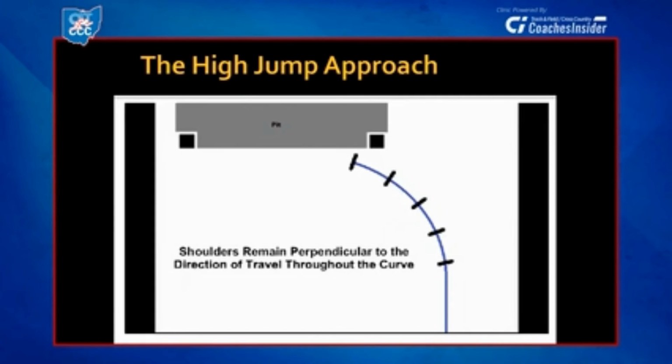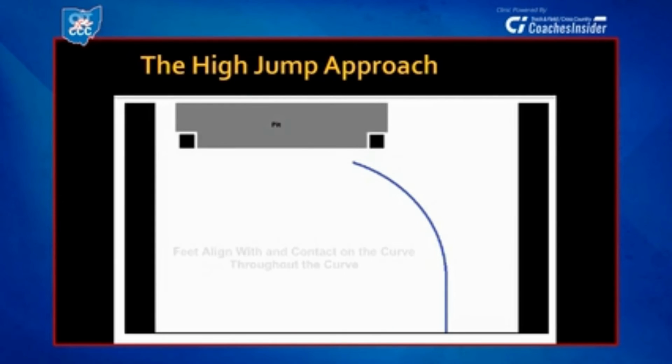Sometimes they get a little antsy and they get premature, and we see them actually start to twist the shoulders while they're still running. Well, twisting your body while you're running is not a good idea. The shoulders should always be at a right angle to the direction that you're traveling at any point in the curve. If running sideways was a good idea, then long jumpers would do it too. Okay, now here are the footprints that you'll see.